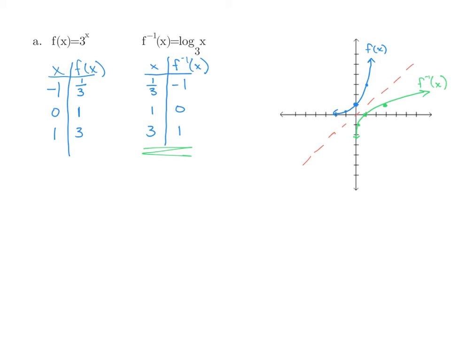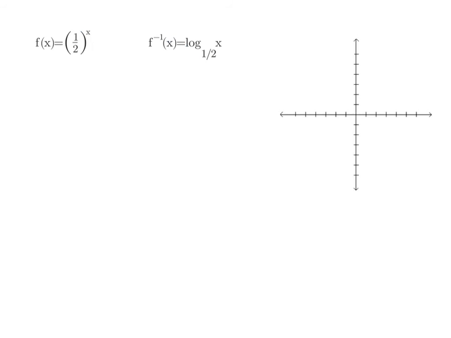All right, let's look at one more. Okay, let's look at f of x equals 1/2 raised to the x, and let's make our table. I'm going to use -1, 0, and 1 again. 1/2 raised to the -1, that's the reciprocal of 1/2, which is 2. 1/2 to the 0 is 1. And 1/2 to the first power is 1/2.